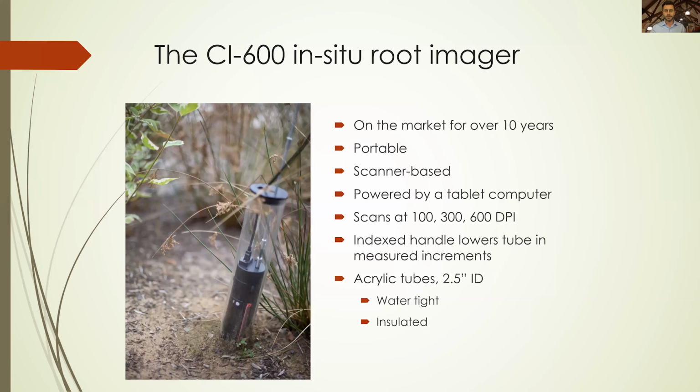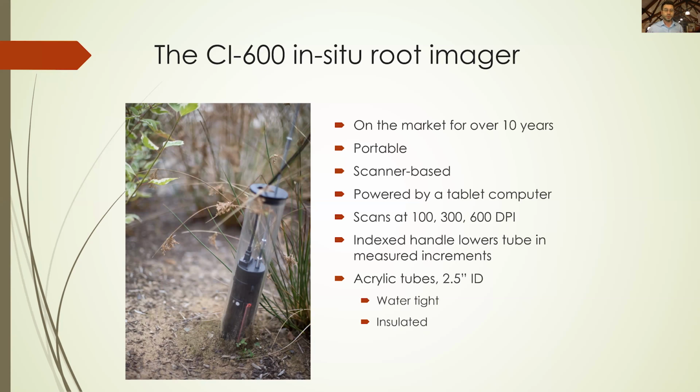So the CI-600. To answer a lot of the problems that mini rhizotrons have had in the past, we've developed this over 10 years ago. It's portable, scanner-based. As you can see in the tube, the scanner is just attached to a sliding rod as well as a computer, which is off screen.